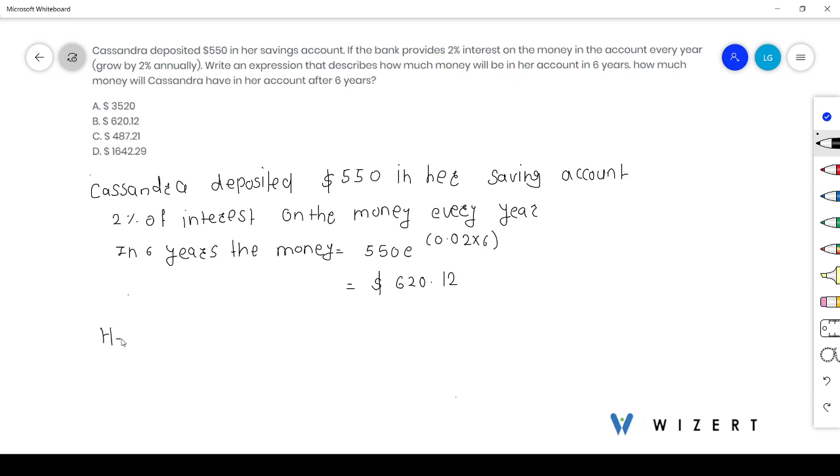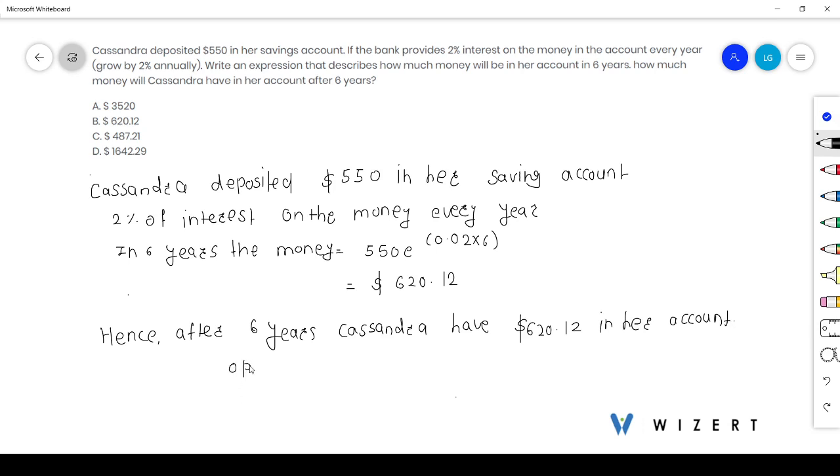Hence, after 6 years, Cassandra will have $620.12 in her account. So from the available options, we have option B as $620.12.